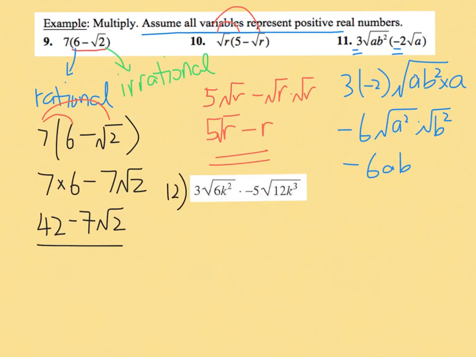Let's look at one more example. Let's call it example 12 before we look at the quotient of the radicals. So example 12, 3 square root 6k squared times negative 5 square root 12k cubed.